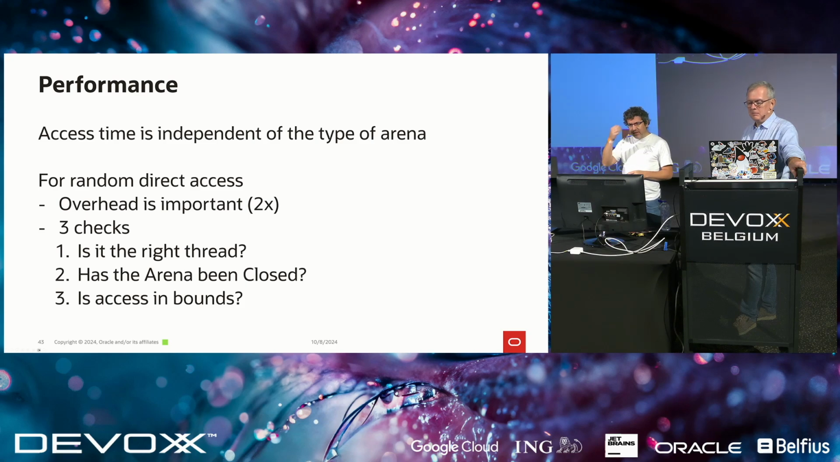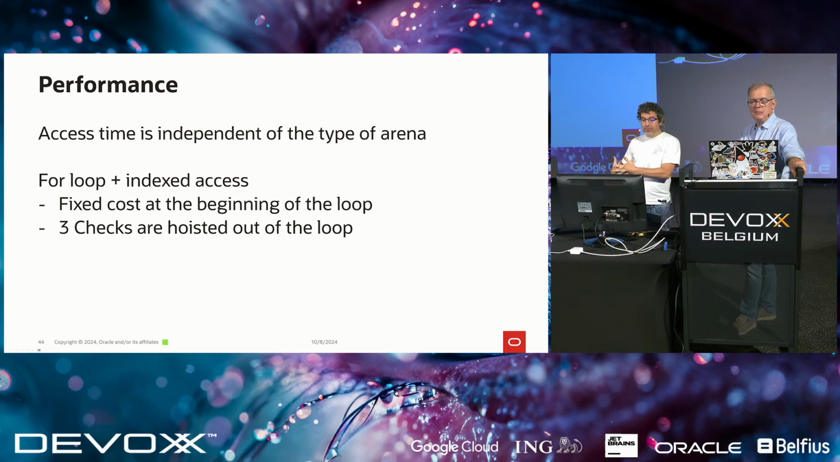So the first thing you can see is that basically the access time is independent of the type of arena. You should not use a kind of arena expecting to have better performance in terms of access. The access is exactly the same, whatever the kind of arena that you are using. If you do a random direct access, the overhead can be quite important. Basically you need to do three different checks. The first one is: is it the right thread? The second one is: is the arena closed or not? And this is the one that costs you the most. And you have to do the bound checks.